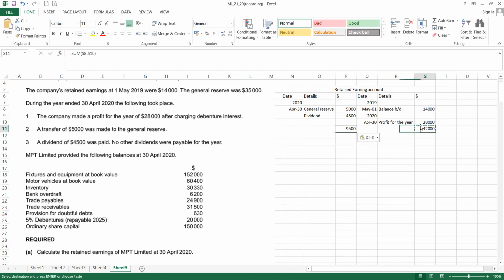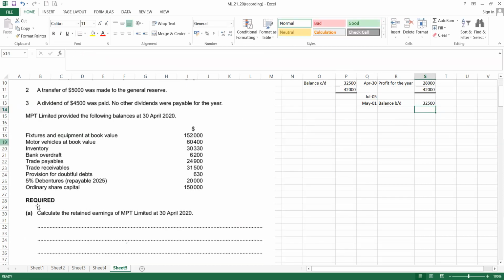The credit side is more than the debit, which means our balance carried down will be on the debit side. So take the credit minus the debit: 32,500. So 1st May 2020, balance brought down. This is the amount that we have. For this question, they say calculate.